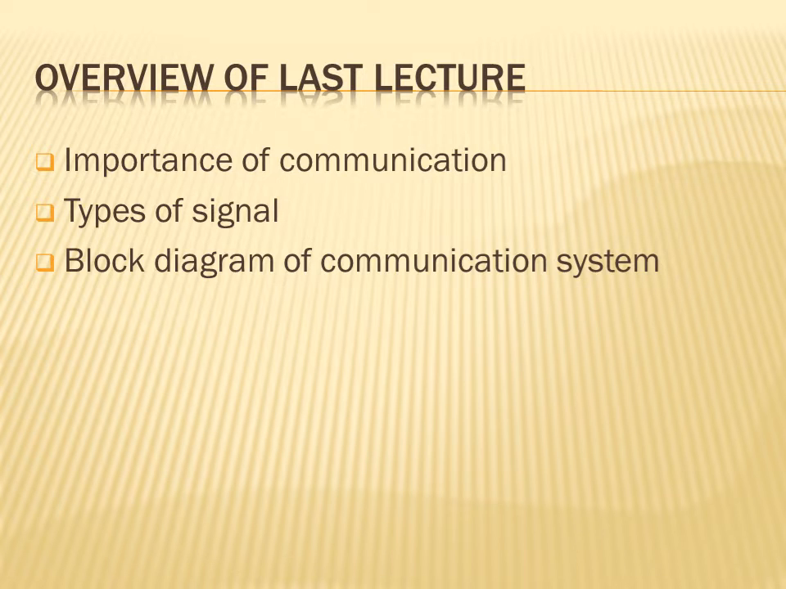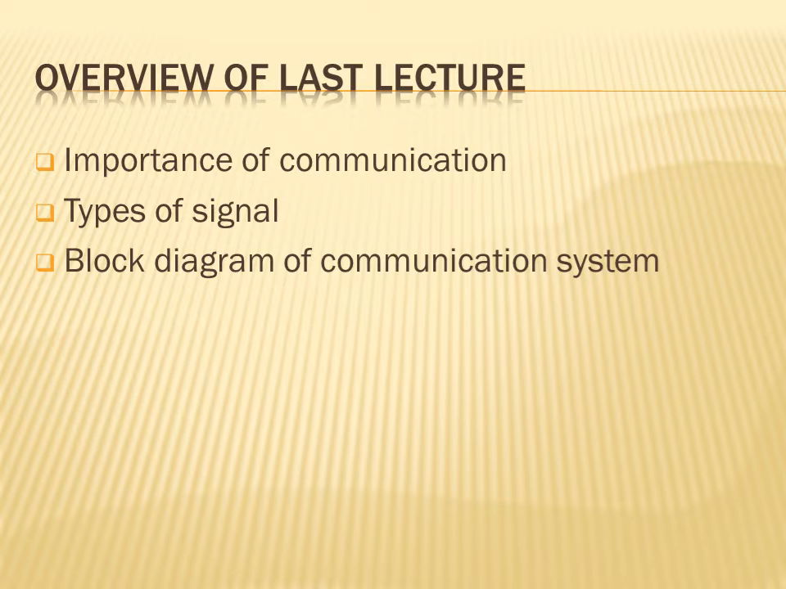The function of the input transducer is to convert the input signal into its electrical equivalent. Examples of input transducers are the microphone and TV camera. Then the electrical equivalent of the signal is given to the transmitter. The functions of the transmitter are to transmit the signal, increase the power level of the signal, and convert the signal into a suitable form for transmission. It consists of electronic circuits such as mixer, oscillator, and power amplifier.